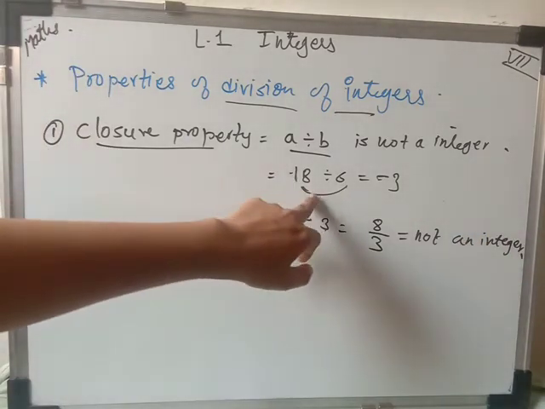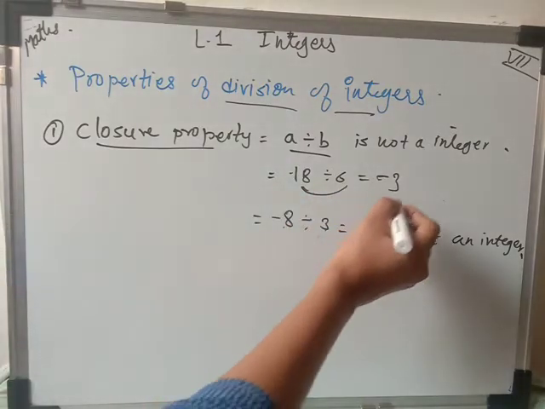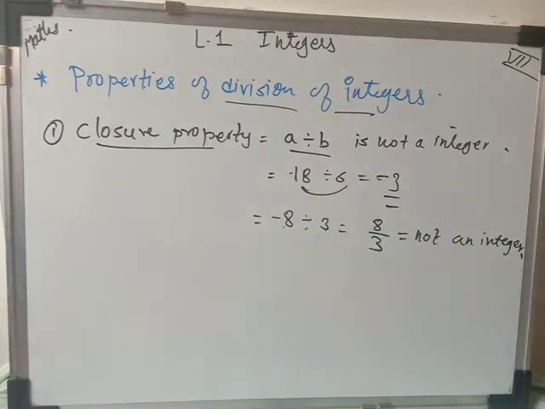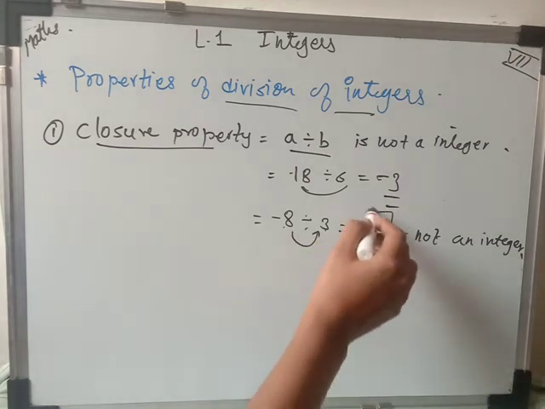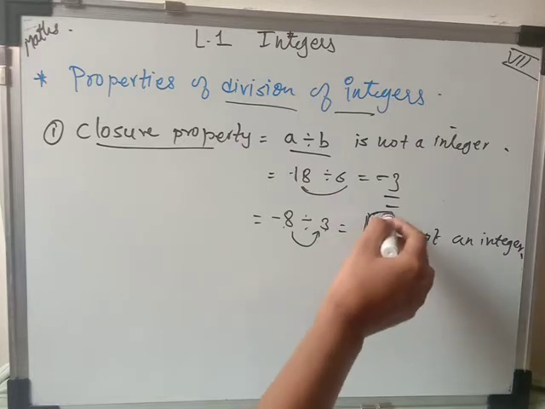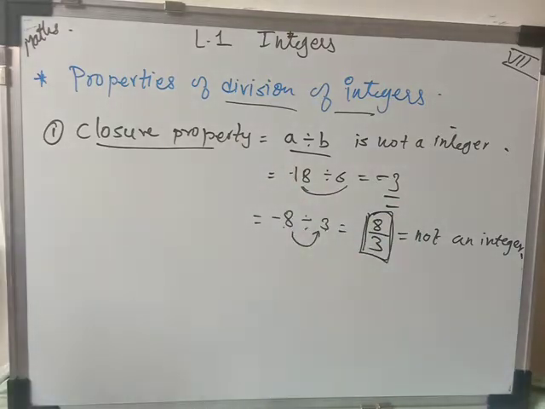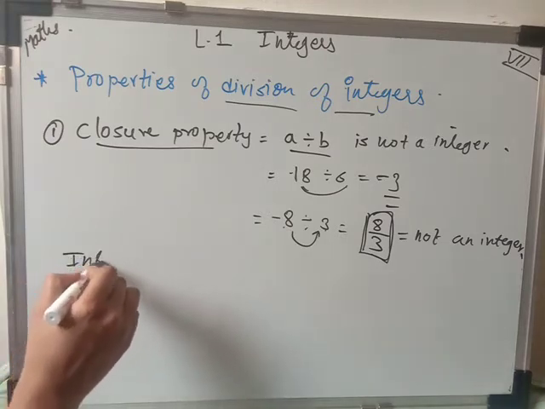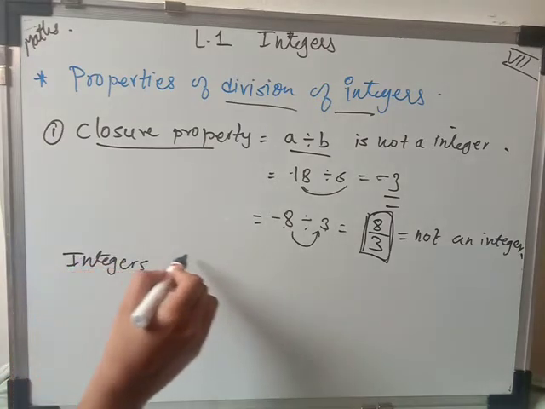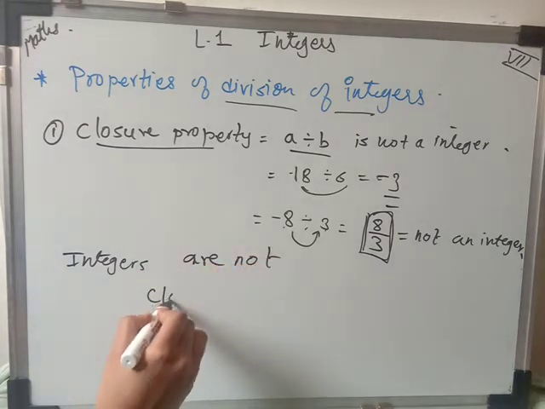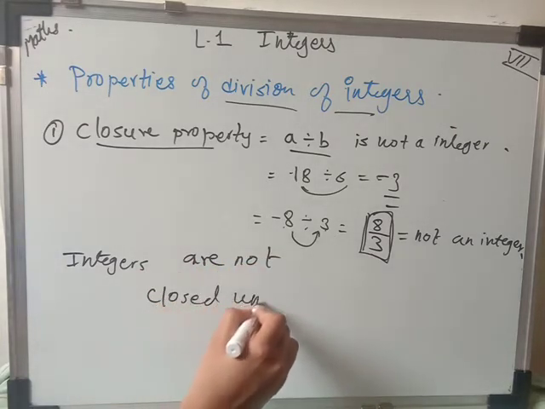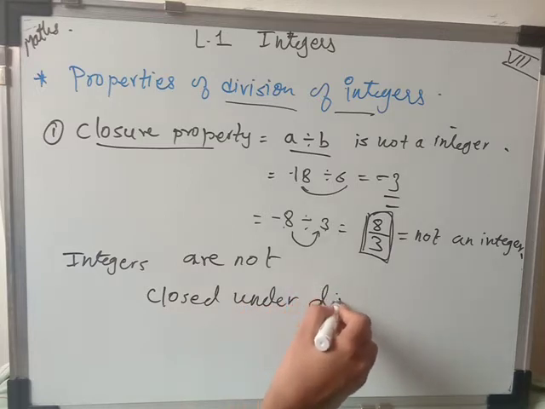When the numbers are directly divisible, that time we get an integer. When the numbers are not directly divisible, we get the value in fraction form, and this form is not an integer, and that's why we can say the integers are not closed under division.